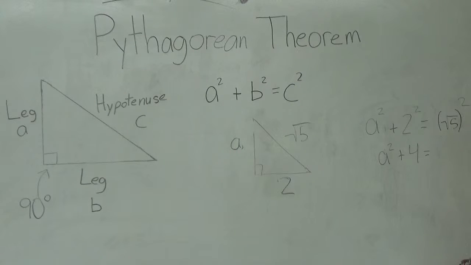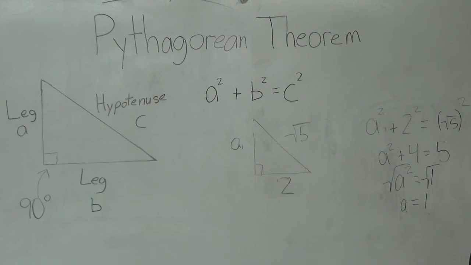And using algebra, we know that the square root of something, if you square it, you get the original term inside the square root sign. So the square root of 5 squared is equal to 5. And then similar to the first example we did, we're just going to subtract 4 from 5. A squared equals 1. And square root, and of course the square root of 1 is 1.